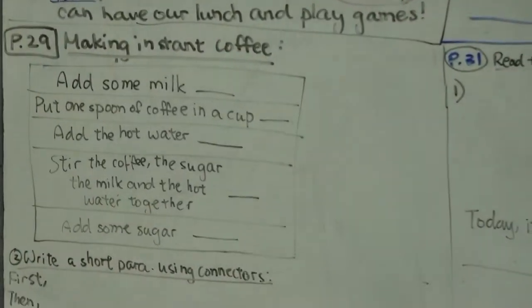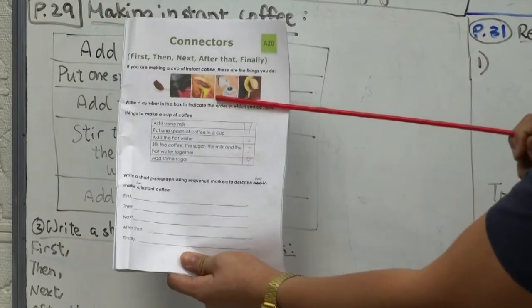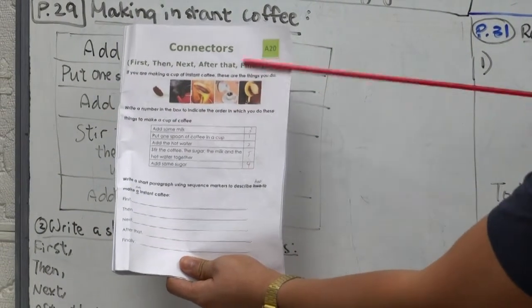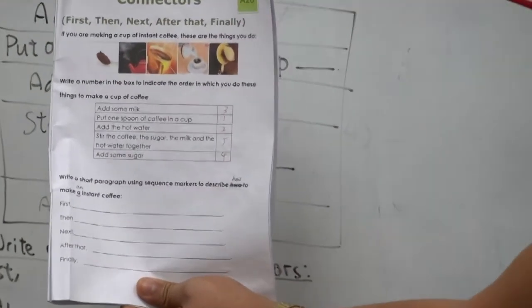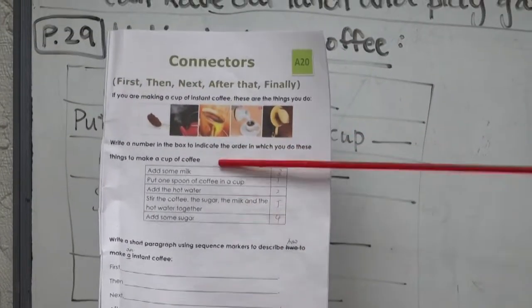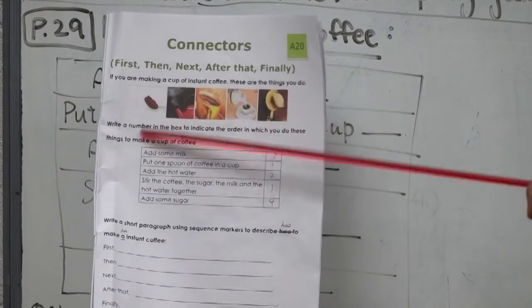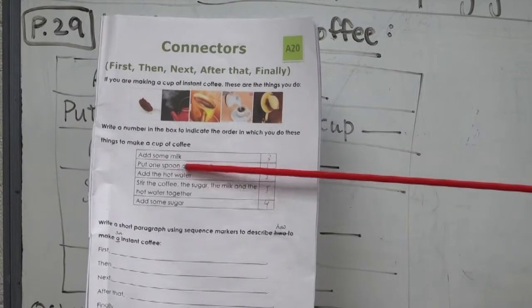Now on page 29, we have pictures. 1, 2, 3, 4, 5. Again, we're sticking to 5 things. Now, the problem with these pictures is they are not exactly the same as the words down here. So we have a spoon of coffee. Do we have it here? Yes, a spoon of coffee.